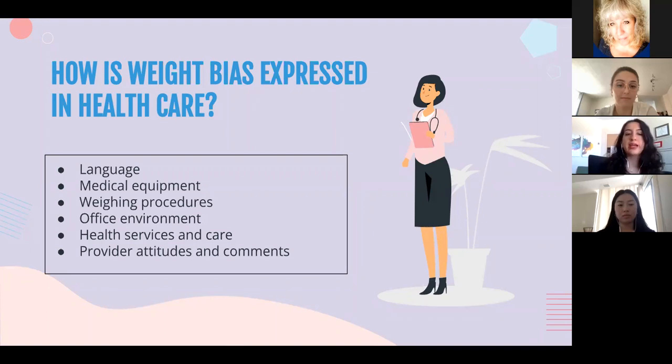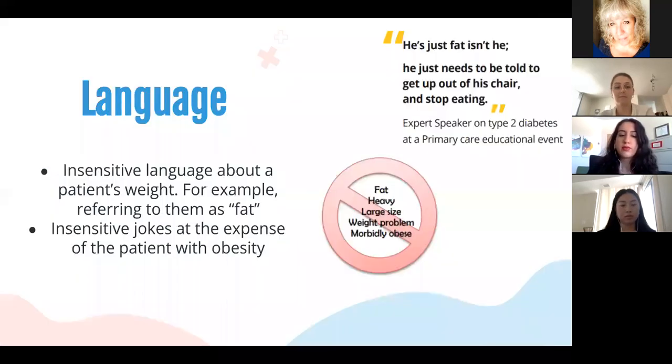Now, how is weight bias expressed in healthcare? Weight bias can be expressed by language, medical equipment, weighing procedures, office environment, health services and care, and provider attitudes and comments. When we talk about language, we could think of insensitive language about a patient's weight. For example, referring to them as fat, chubby, heavy, and so on and so forth.